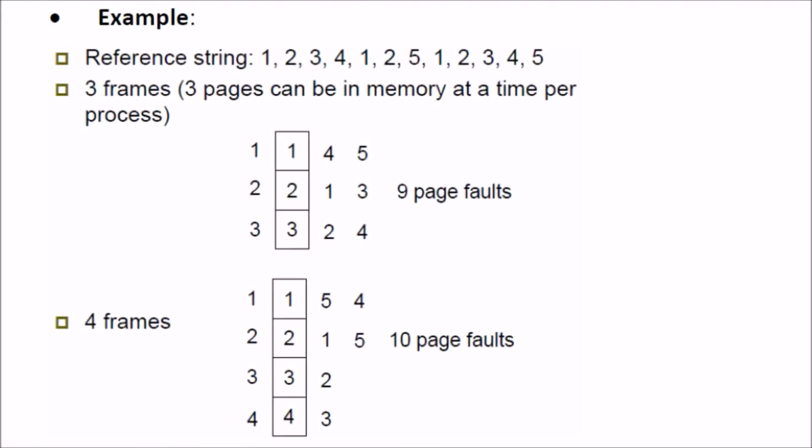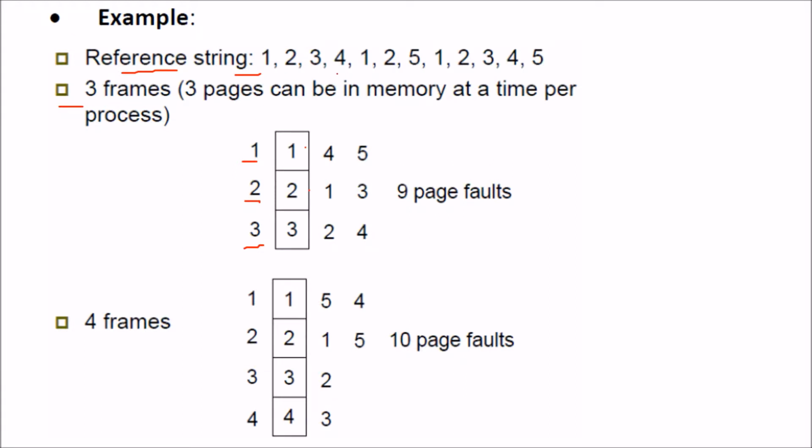As you see here, we have a reference string. These are, say, the pages. We have 3 frames, so these 3 pages can be in memory at a time per process. So we have 3 frames here, 1, 2, 3. If 1, 2, 3 come, 1 will be placed here, 2 will be placed here, 3 will be placed here, because there is no page inside the frames. So there will be 3 page faults.